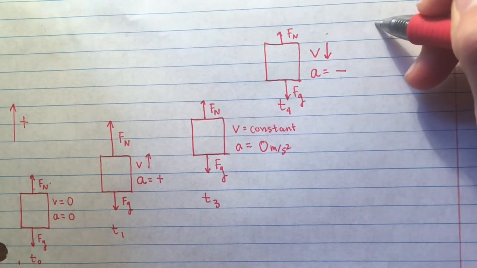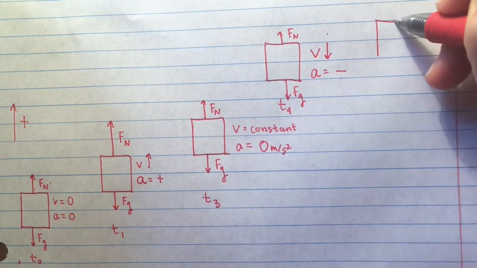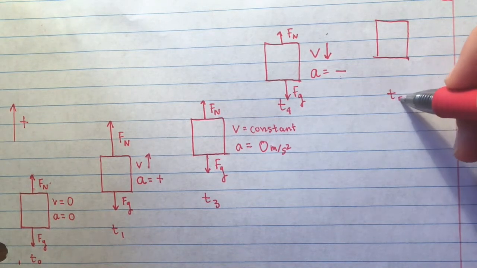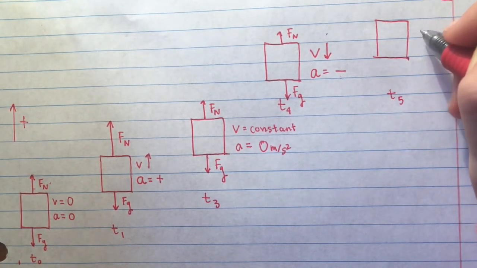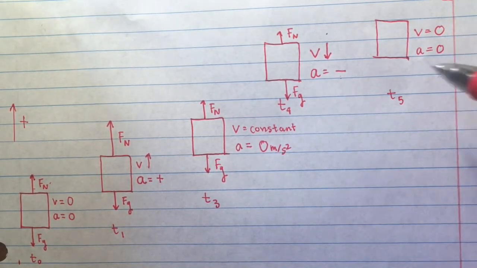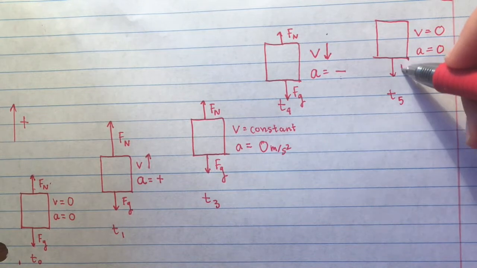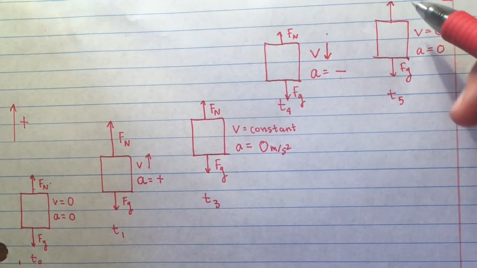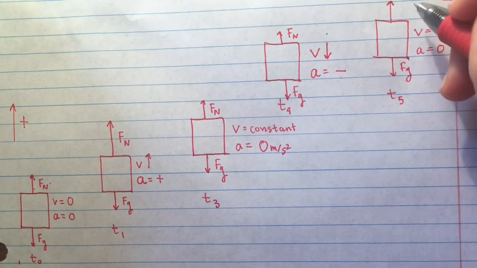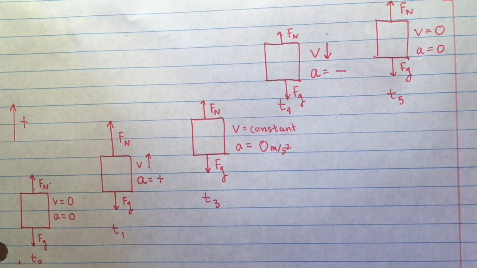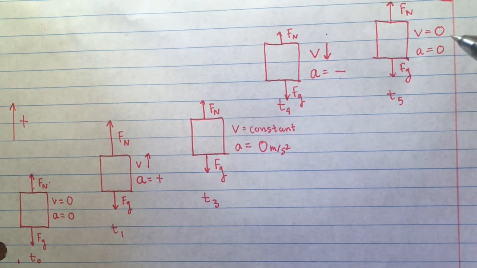And finally, at the end, at t5, the elevator and the person inside of it are at rest. The speed is 0, the acceleration is 0. Force of gravity downwards, and because we are not accelerating, the magnitude of the normal force is equal to the magnitude of the force of gravity, so as to make the net force equal to 0. 0 acceleration, 0 net force.